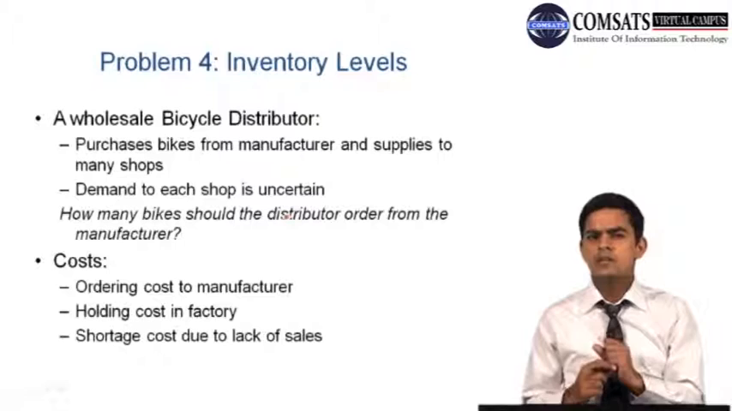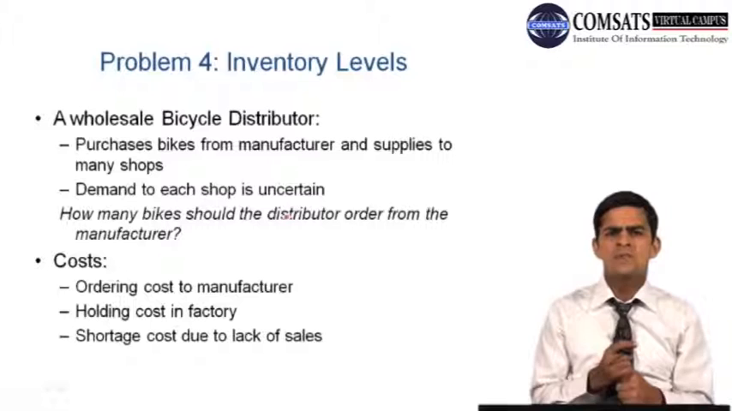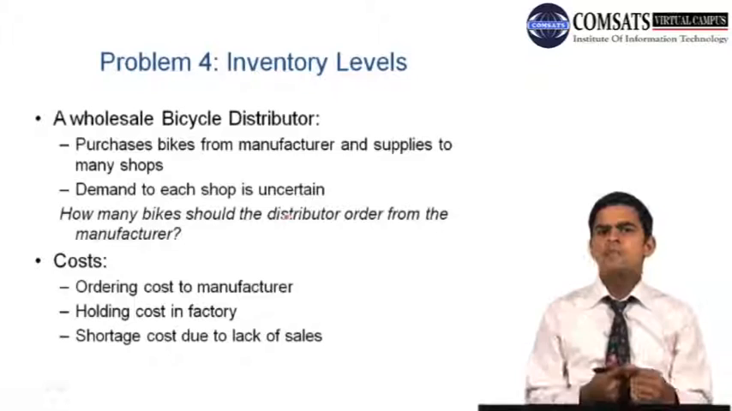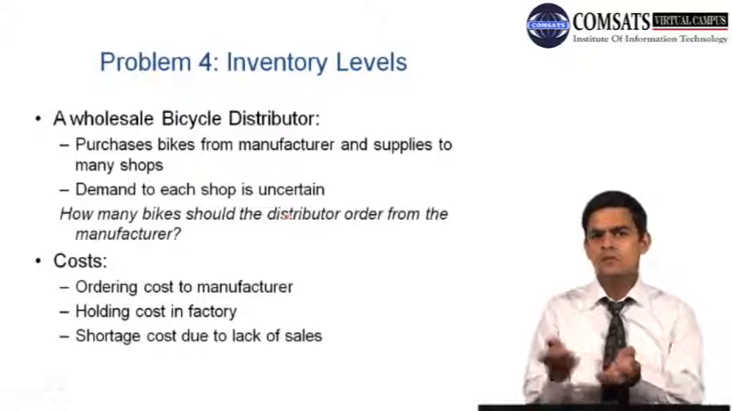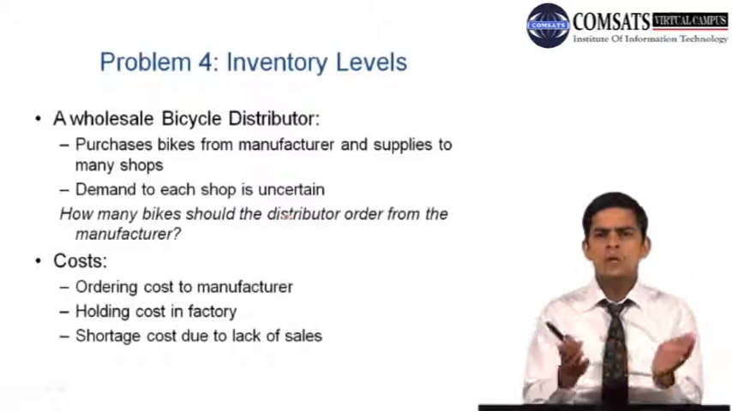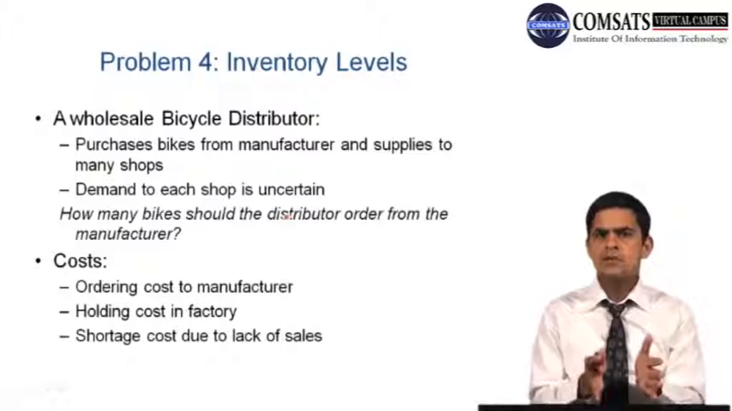He cannot just go and ask the manufacturer, just give me bikes for 200,000 rupees. That's not how a business is run, because there are other costs. He has to have a warehouse where he stores all these bikes, right? So if his warehouse doesn't have the capacity to store, let's say, the 200 bikes that he purchases, then he has to probably hire another warehouse. There'll be a cost. He doesn't want to bear that cost. So he has to make sure that he doesn't order too much that he cannot store.